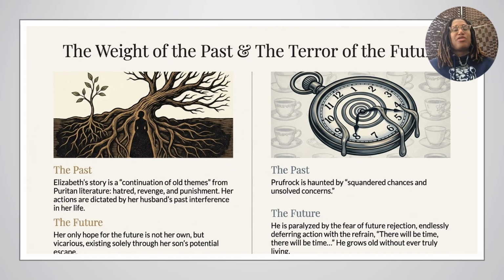Prufrock is trapped in a loop between regret and anticipation. He carries the weight of missed opportunities and unresolved worries, and he keeps replaying what he should have done differently. At the same time, the future terrifies him because it contains judgment and rejection. That fear becomes an excuse to delay, and the promise that there will be time turns into a habit of postponement. The result is a life spent preparing to live instead of actually living.